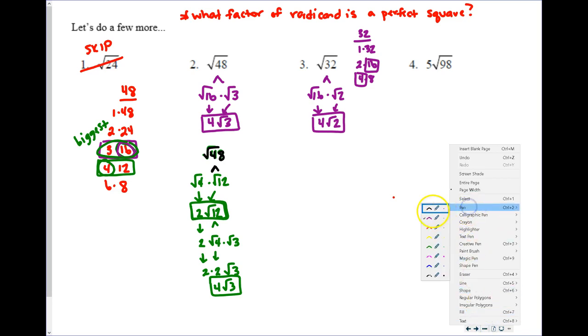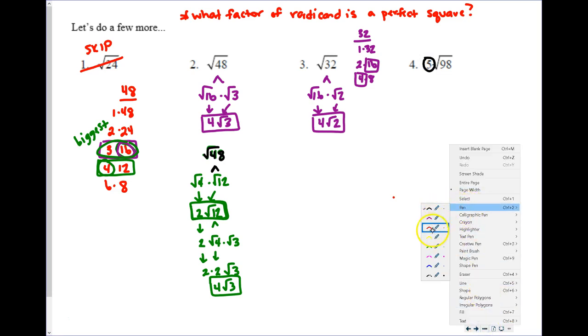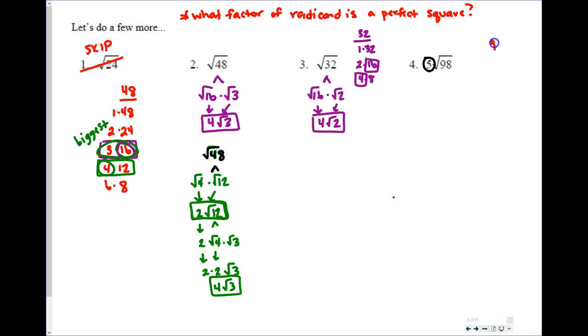Number 4, now this looks a little bit different because now I've got this coefficient of 5 in front. This isn't going to stop my process, it just means a little bit of an extra step. So I'm going to go ahead and find those factors of 98. We've got 2 times 49, which right away, when I see 2 and 49, I'm going to stop, because 49 is a perfect square, and I'm not going to get one bigger than that.